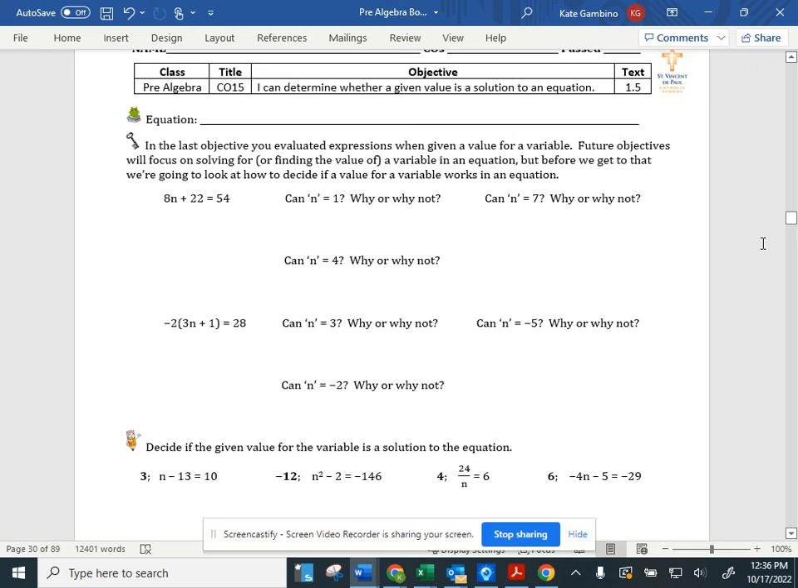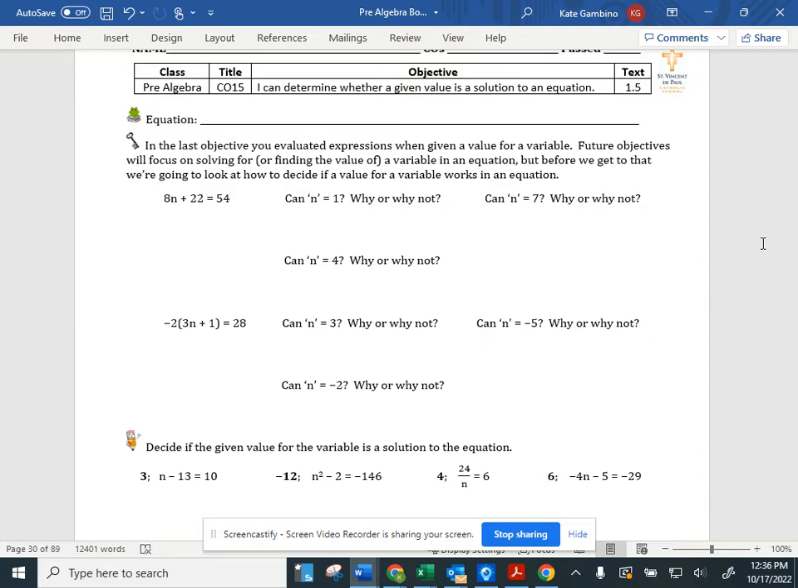Good afternoon. Today we are moving on to our CO15. We're continuing working with that algebra. Now we're going from expressions to equations. So CO15 is: I can determine whether a given value is a solution to an equation.